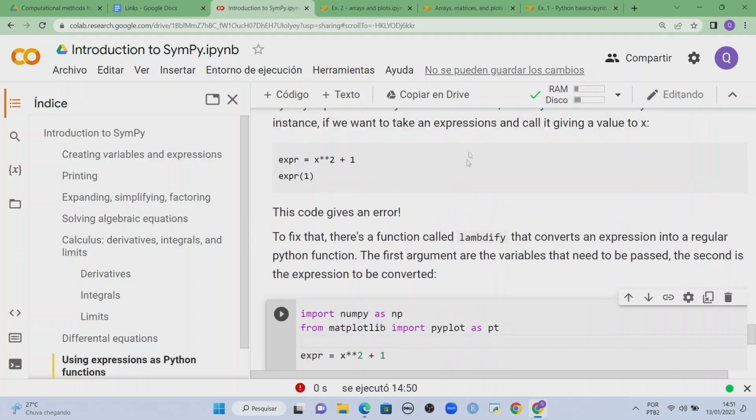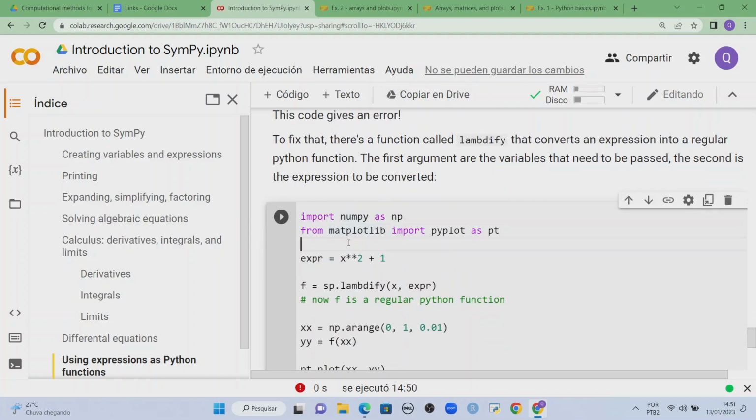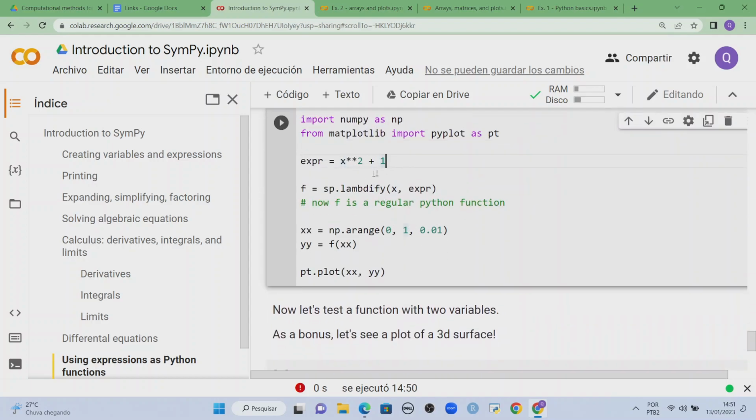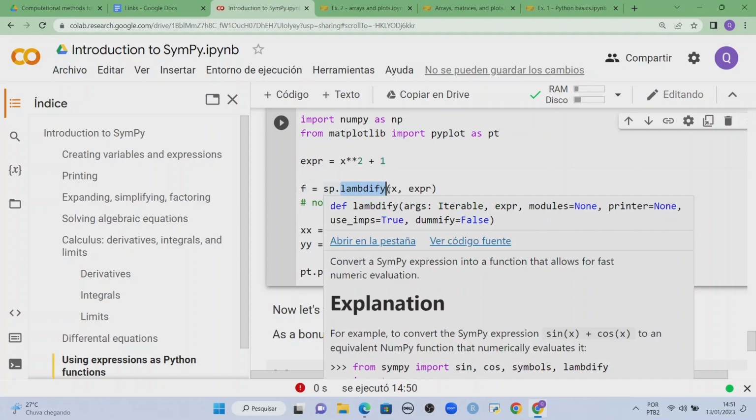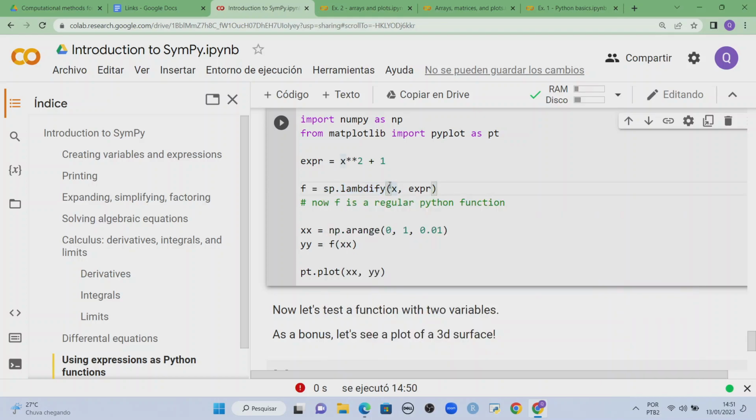Besides SymPy, I'm also importing NumPy and matplotlib here. Here I have my expression, and now I'm going to call lambdify. Lambdify takes two arguments: the variable that will be the argument of the function, and the expression. Now this f here is a regular Python function that you can call. I use xx so as not to mix it with the x that is a symbol. So xx is a NumPy arange that goes from 0 to 1 in steps of 0.01, and y is f of xx. And I can plot this.